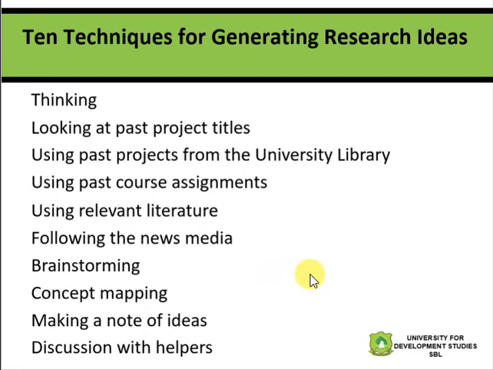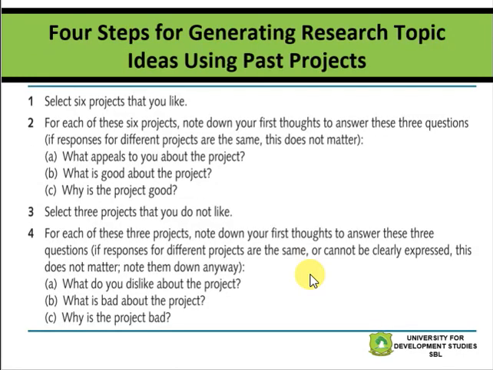Okay. Going forward, I want us to take one of the ways one can generate research ideas. For instance, if we want to rely on past project work titles, which is very common to us, we look at it in detail. And to do that, we're going to go through a 4-step process. The first is to select a number of projects that you may like.